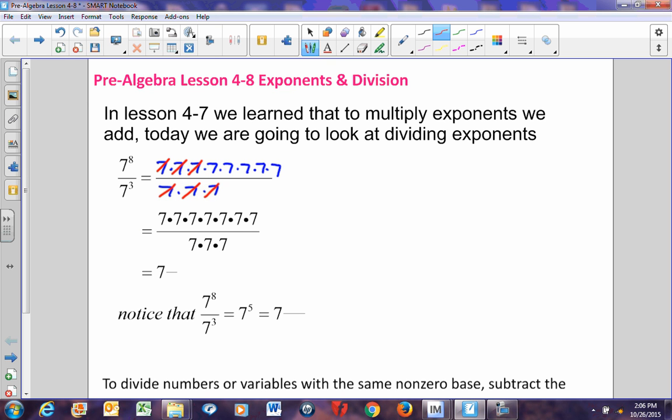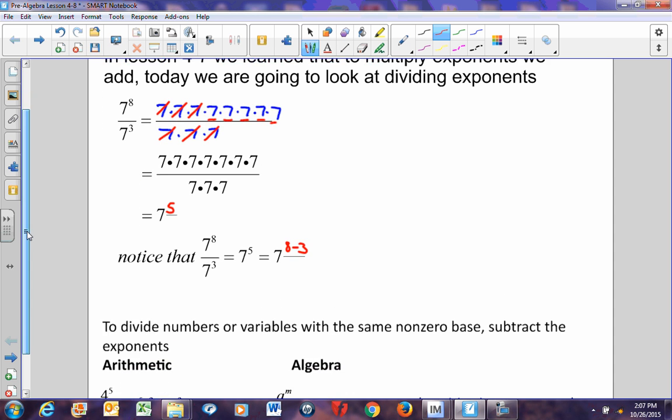Okay? Now we have how many 7s left? 1, 2, 3, 4, 5. So that becomes 7 to the 5th power. So now notice that 7 to the 8th divided by 7 to the 3rd is 7 to the 5th, which is the same thing as saying 7 to the 8 minus 3. Now when we multiplied exponents, we added them. When we divide exponents, we actually subtract them.